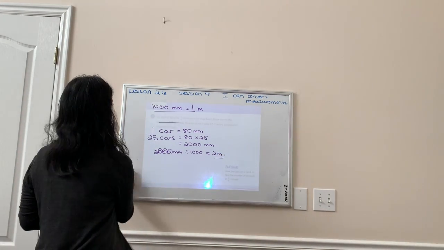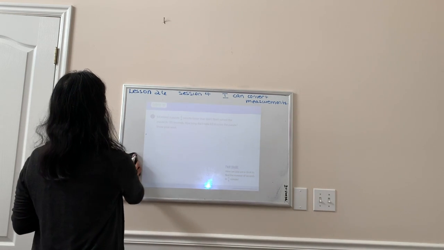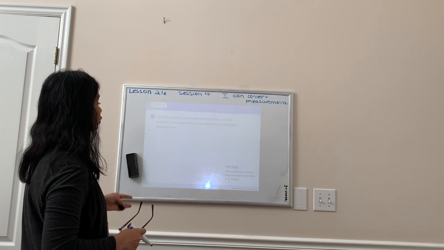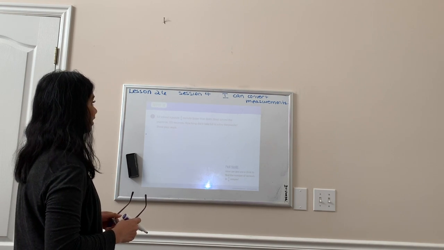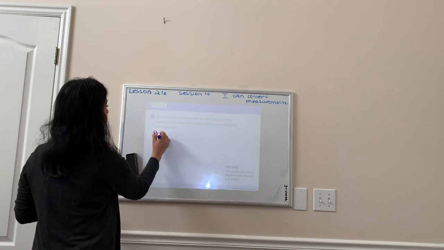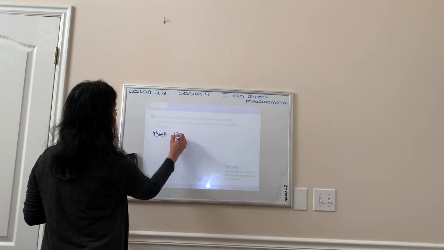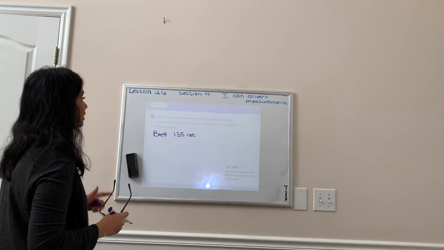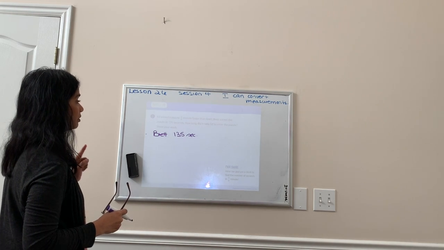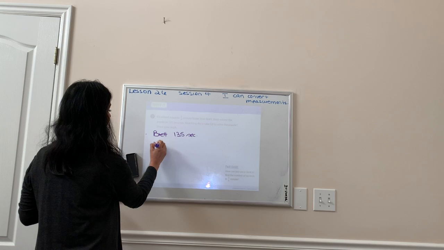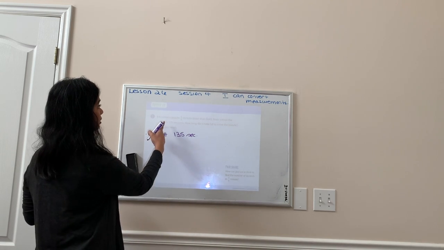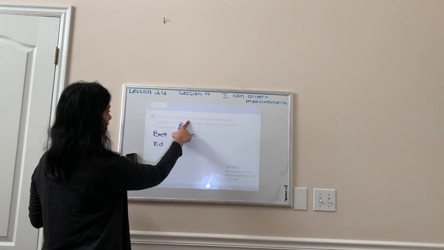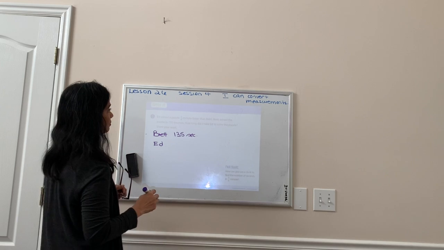Okay, let's do number 2. Ed solved a puzzle 3/4 minute faster than Brett. Brett solved the puzzle in 135 seconds. How long did it take Ed to solve the puzzle? So Ed solved a puzzle 3/4 of a minute faster than Brett.